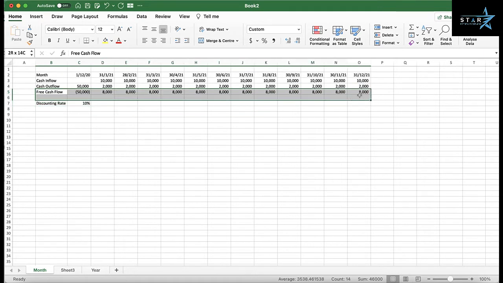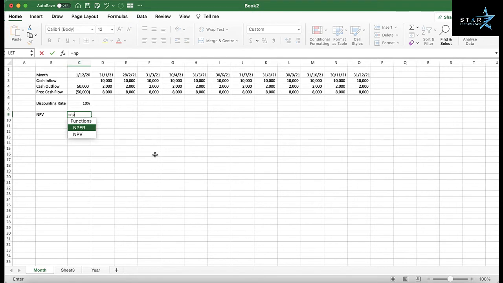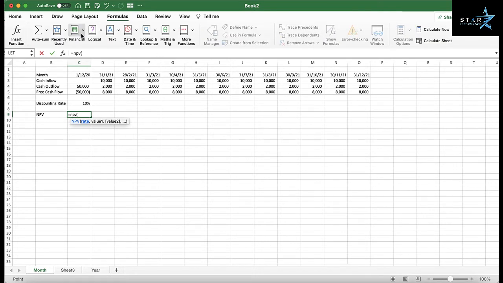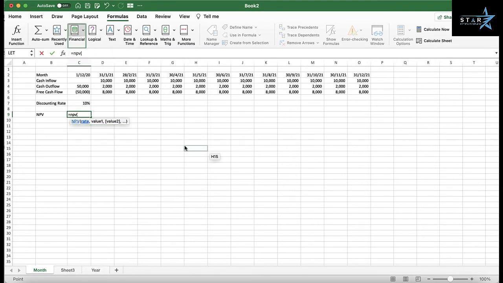This is where I calculate my free cash flow, which is nothing but cash inflow minus outflow. The assumption on discounting rate is it is 10%. So now let's calculate NPV. When we calculate NPV, we just need to type the formula NPV, or we can insert the formula from this section called formulas and financials, where we can select NPV from here. I'm going to press escape to come back over here. So in NPV, the first thing which we have to do is select the discounting rate, which is over here.